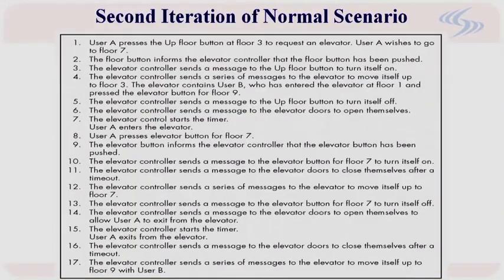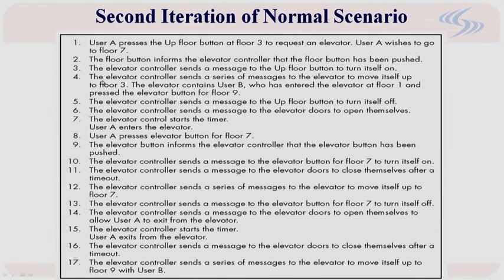So now the second iteration of the normal scenario for the elevator problem should be described in this way. First, user A presses the up floor button at floor 3 to request the elevator. User A wishes to go to floor 7. Second, the floor button informs the elevator controller that the floor button has been pushed. Third, the elevator controller sends a message to the up floor button to turn itself on.